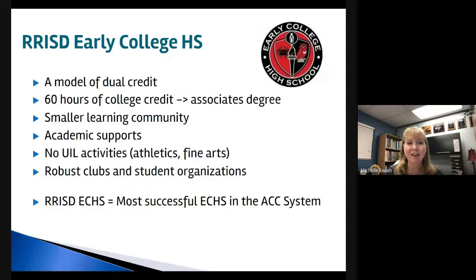I mentioned early college high school, so a little bit more about that now. It is a model of dual credit that offers students the opportunity to basically smush high school and college together. In their 4 years of high school, they're also doing their first 2 years of college. It is a smaller learning community. Each grade level is cohorted at 125, and there are tons of academic supports.